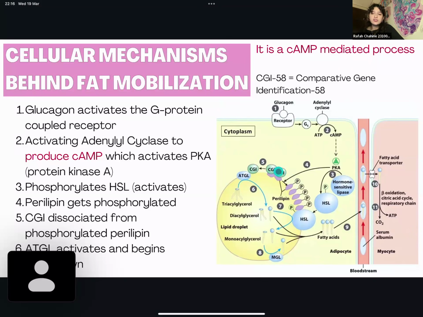So in step number 5, CGI is like, you know what? I don't even need you, perilipin. I'm going to dissociate. It's going to leave perilipin behind, and it's going to go and activate ATGL, which is the first intracellular lipase that we talked about. Once ATGL is activated, it will begin the breakdown of triacylglycerol to diacylglycerol.